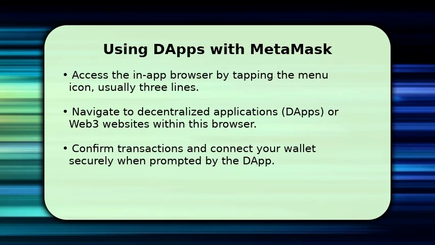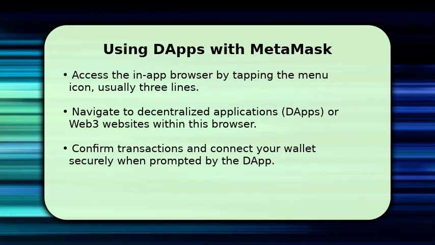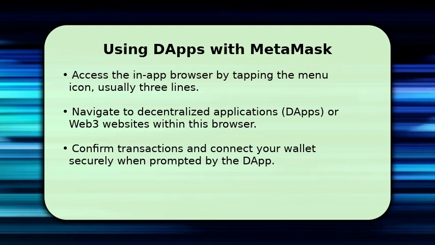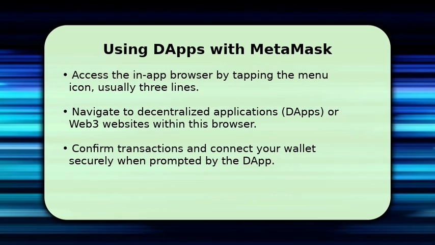MetaMask truly shines when interacting with decentralized applications, or dApps. To do this, tap the menu icon, typically represented by 3 horizontal lines, to open the in-app browser. Here, you can navigate to any dApp or Web3 website. When a dApp requests to connect to your wallet or asks you to confirm a transaction, MetaMask will prompt you, ensuring a secure and seamless experience.